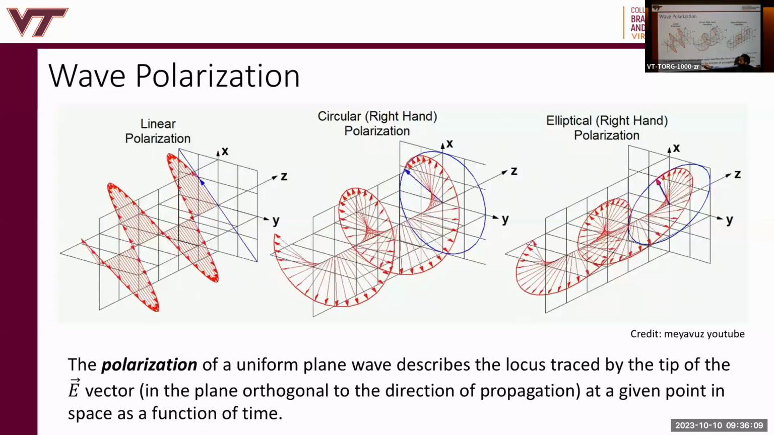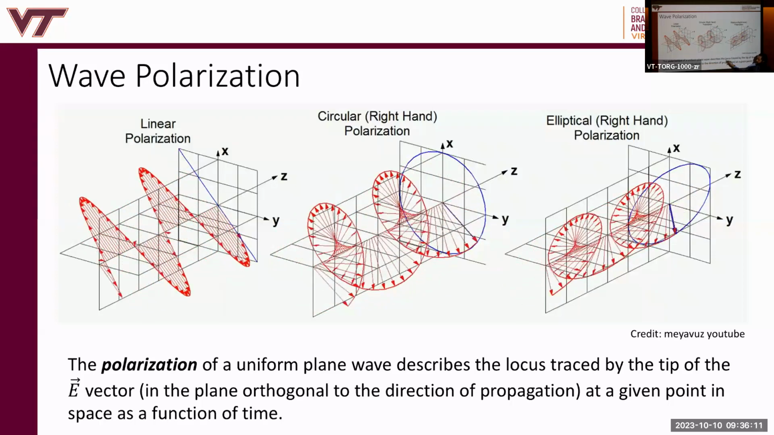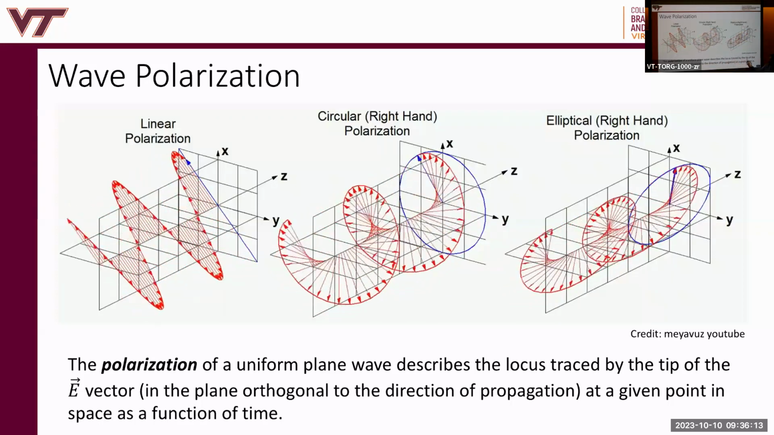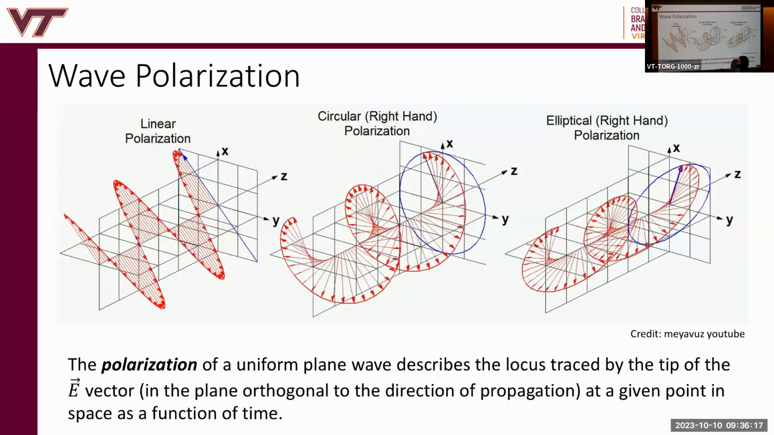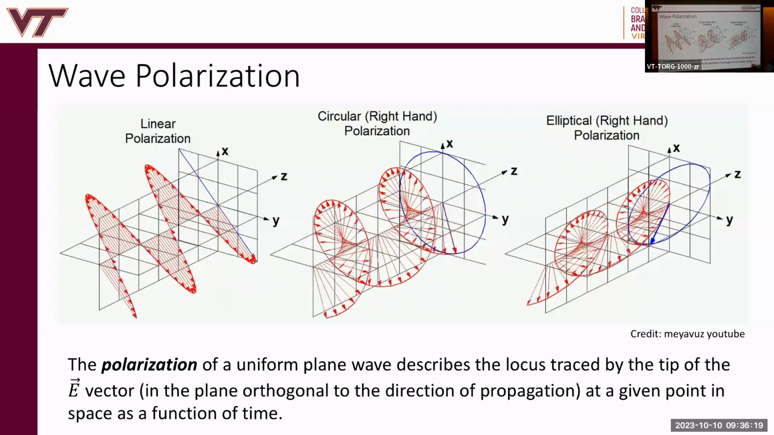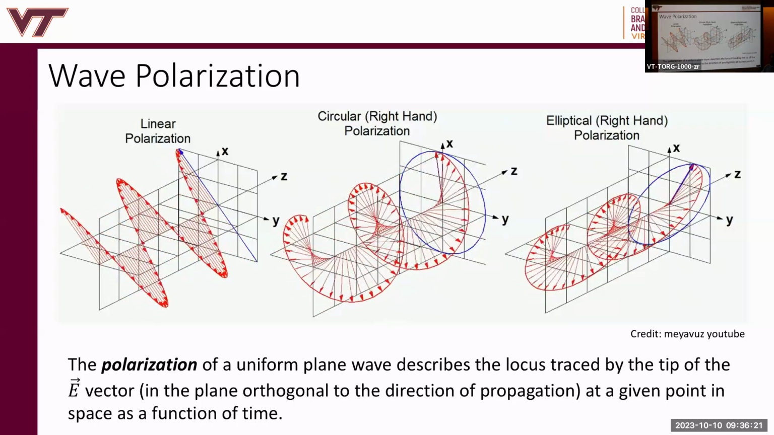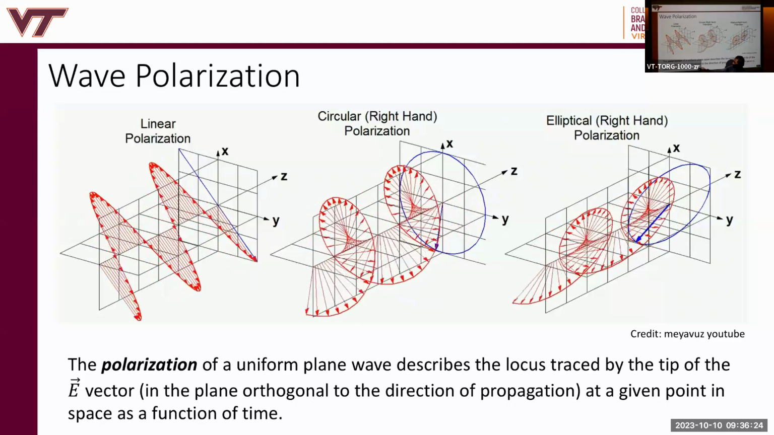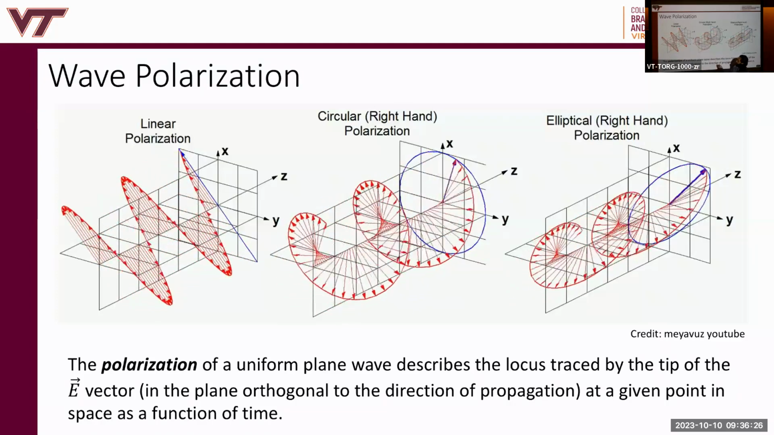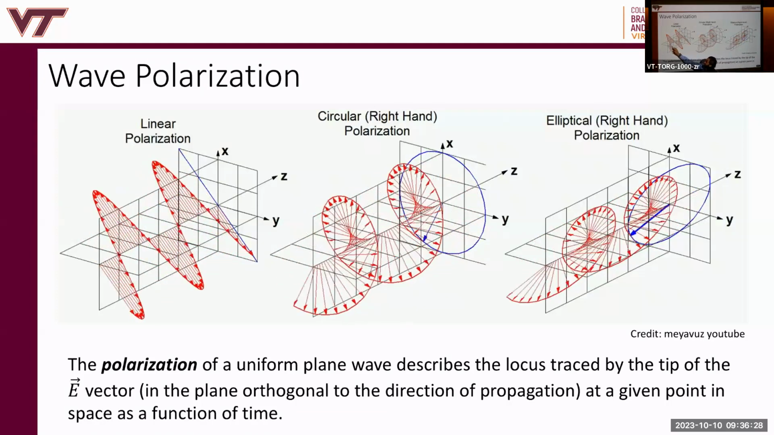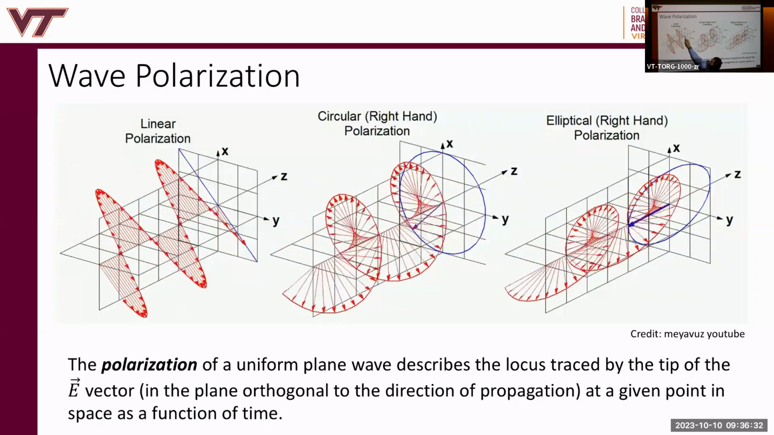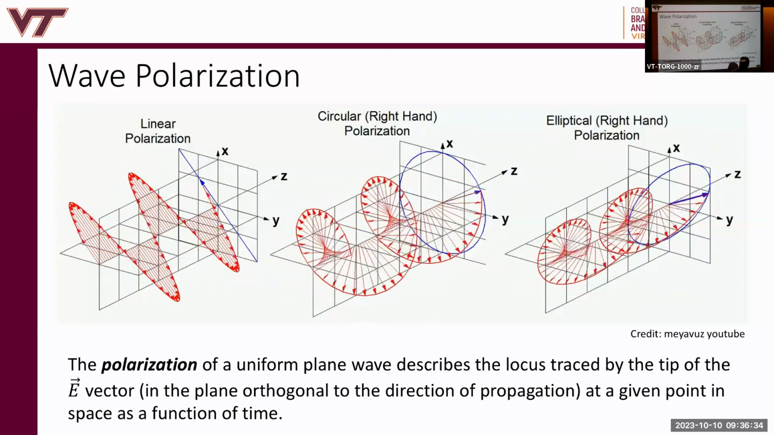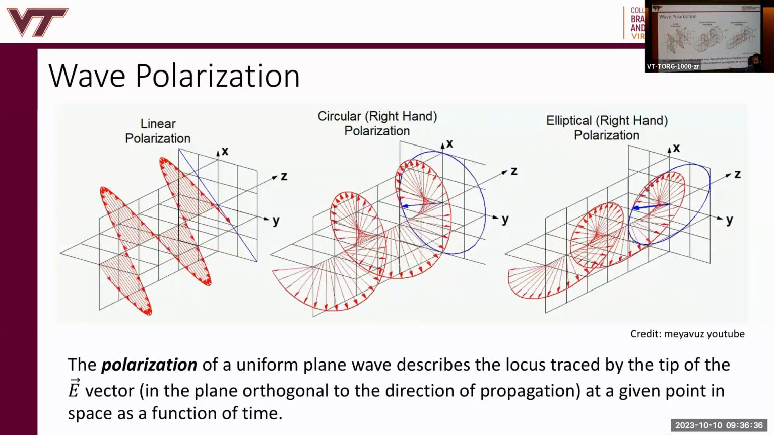Anyhow, the polarization of a uniform plane wave describes the locus traced by the tip of the E field vector in the plane orthogonal to the direction of propagation at a given point in space as a function of time. So there's a lot of words. Let's unpack it. First, we have to look in the plane orthogonal to the direction of propagation. This plane wave is traveling in the z direction. So the plane orthogonal to the propagation direction is xy. That xy plane is where we're going to do our observations, right?